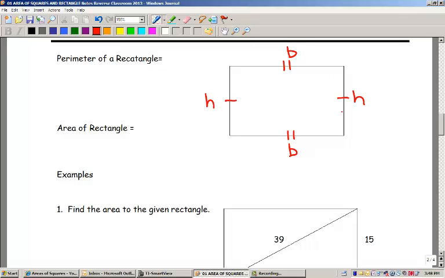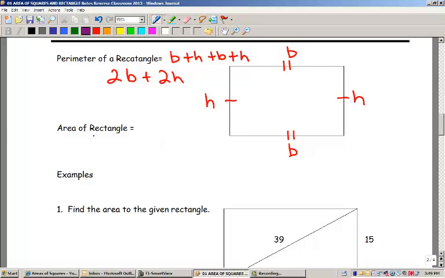Again, to find the perimeter of a rectangle, what we need to do is add the four sides together. So we're looking at B plus H plus B plus H. So the formula in a simplified form would be 2 times B plus 2 times H, where B is one side of your rectangle and H is the other.